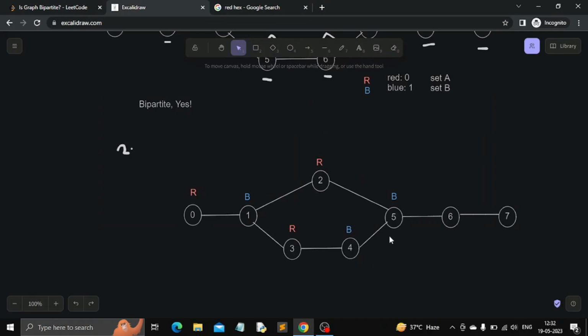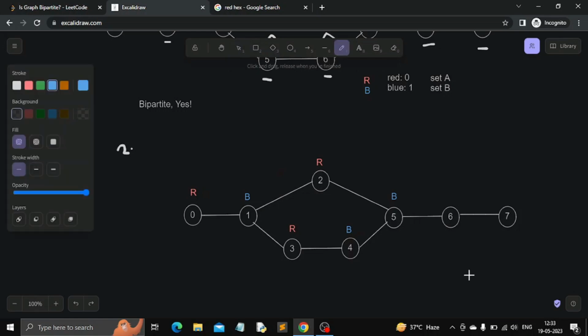Here I would like to stop, and as you can notice, node 4 and node 5 are adjacent nodes, but both of them are colored blue, which is wrong, because according to the bipartite definition, two adjacent nodes should belong to two different sets, two different colors. It means that this graph is not bipartite.